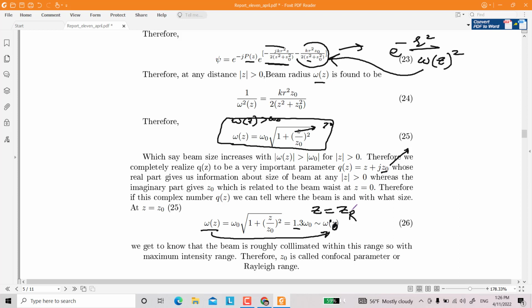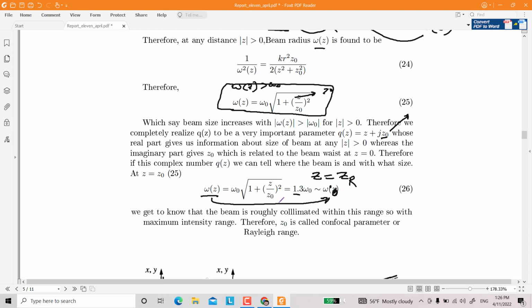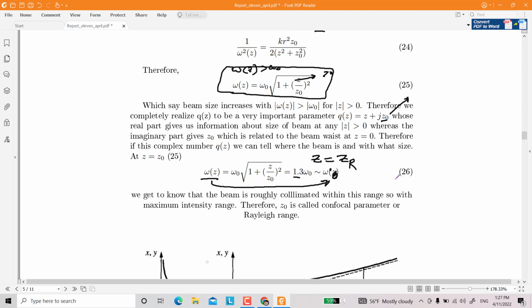Means the beam will have roughly plane wavefronts, flat wavefronts with infinite curvature, and the beam will have roughly the collimated spot size, so the beam will be intense within this region, and that has to do with the conservation of energy. So now we come to know that the beam is roughly collimated within this range, with maximum intensity.